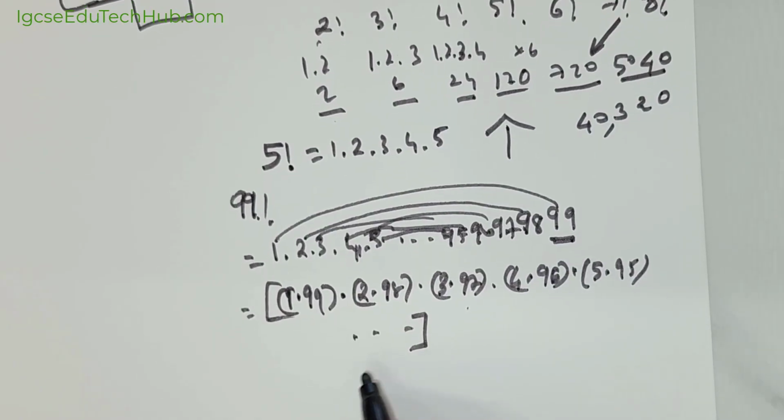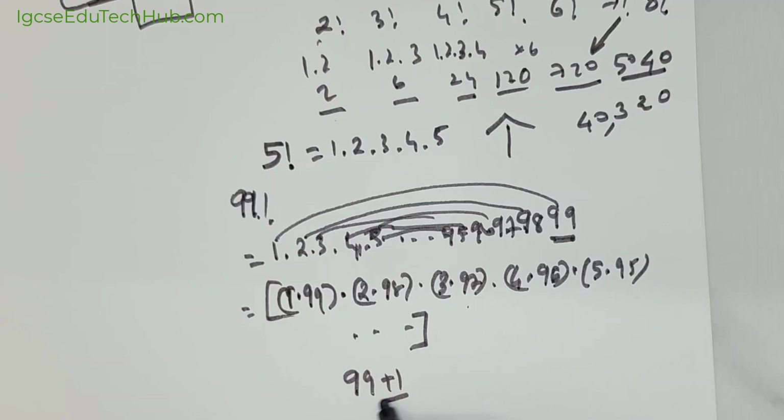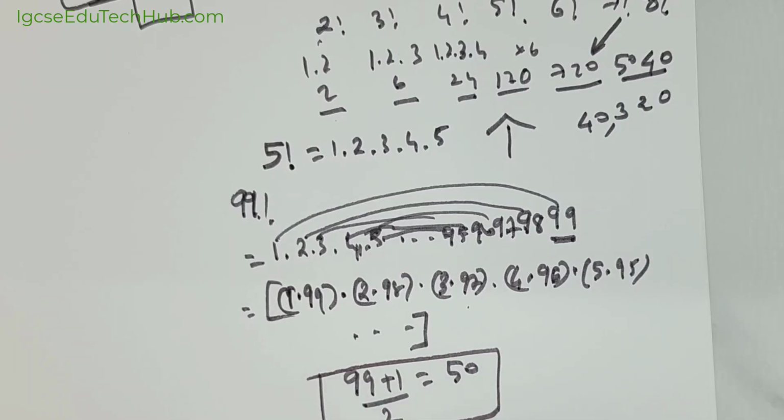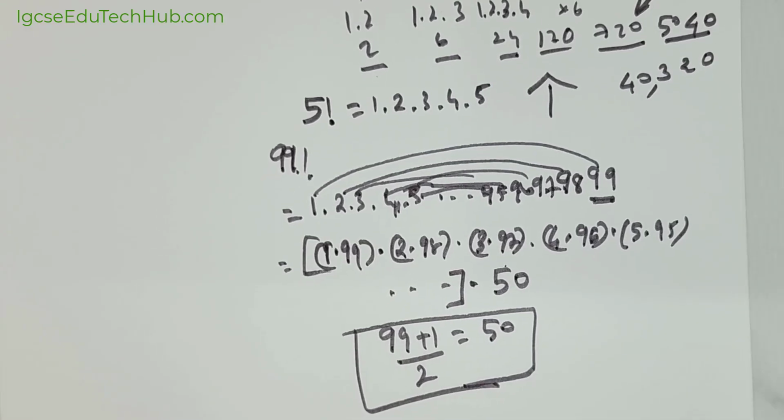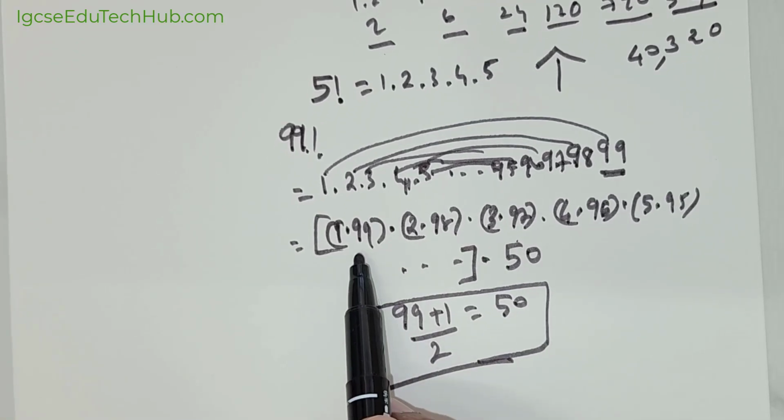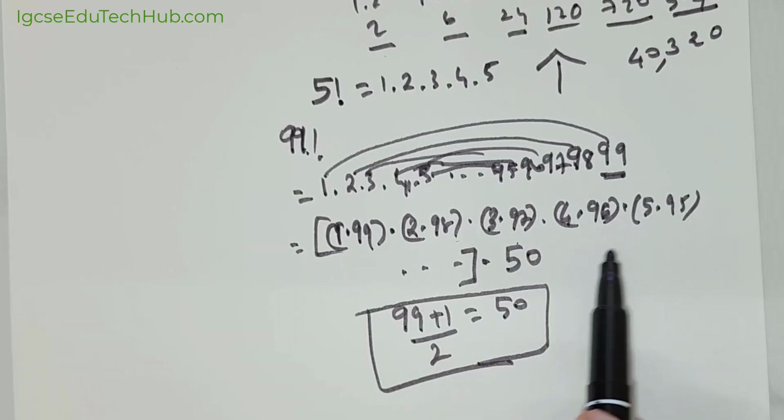Now you see the last number, you take the last number, you add 1 to it and you divide by 2. What do you get? 50. So 50 is the number that is left out. Okay, so all these numbers have to be multiplied with 50. Okay, so much for that. Next, you see here I have grouped all these numbers.